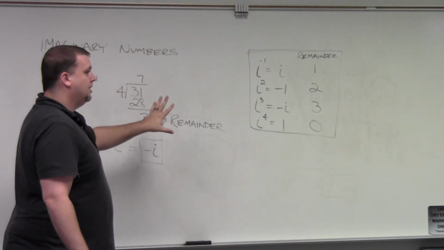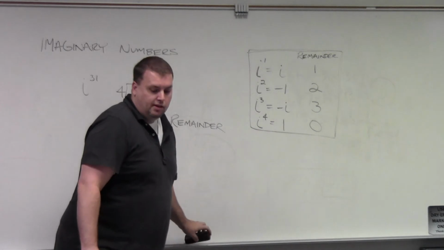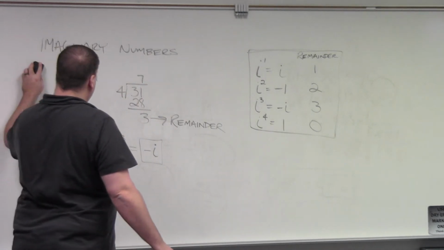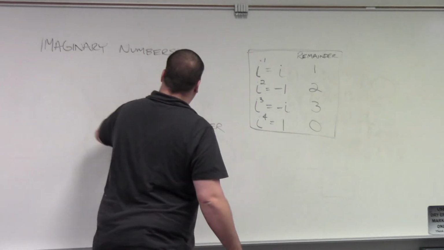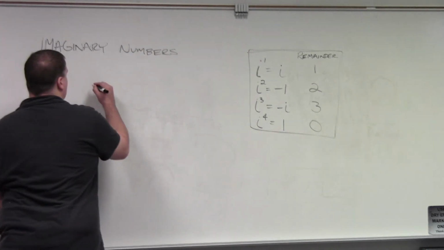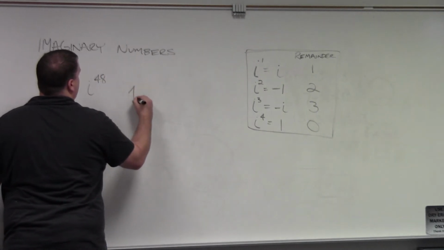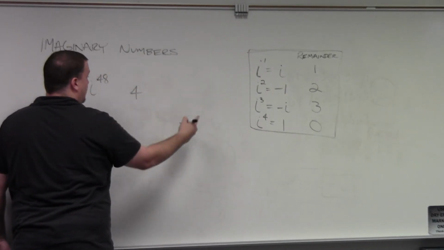Okay, so let's keep that chart in mind. Let's move to the next one. I have 4 of them, so we'll get some practice here. i to the 48th. You always divide by 4, right? Always divide by 4 because that's the length of our cycle. We have 4 powers.